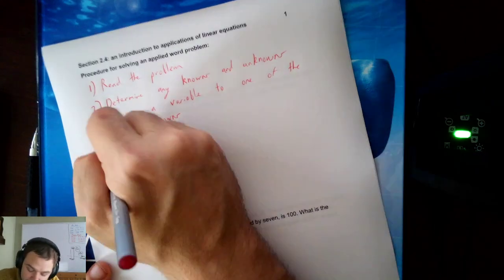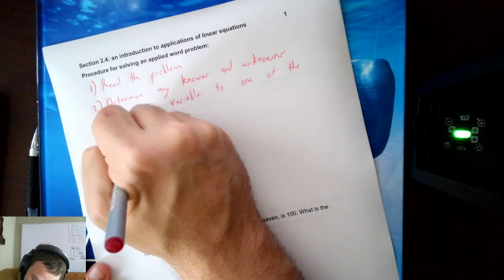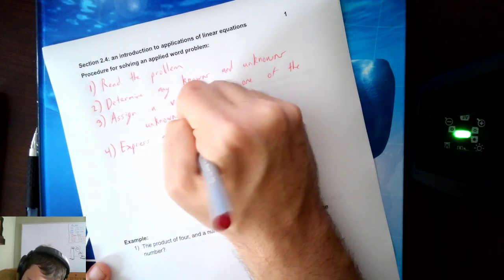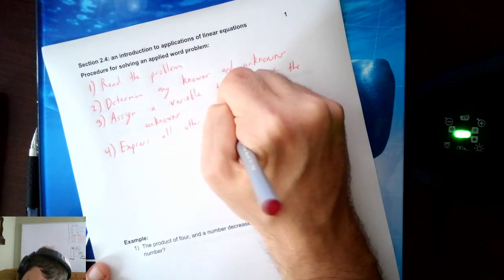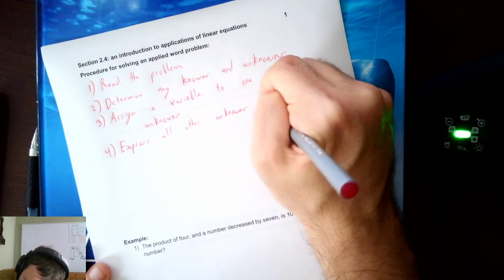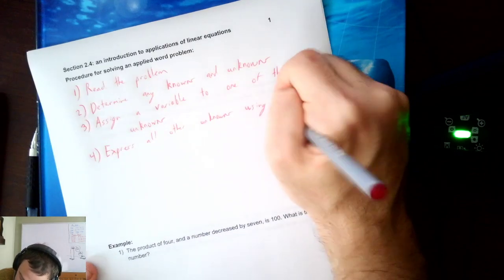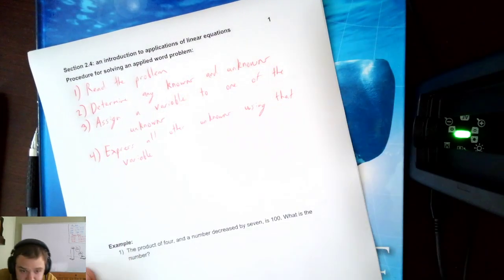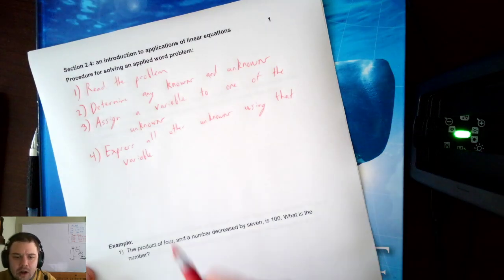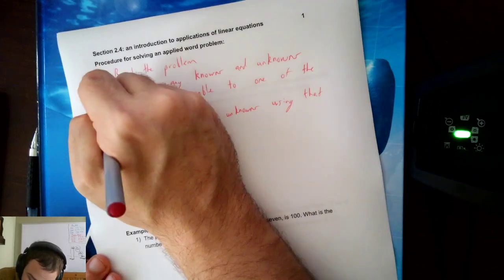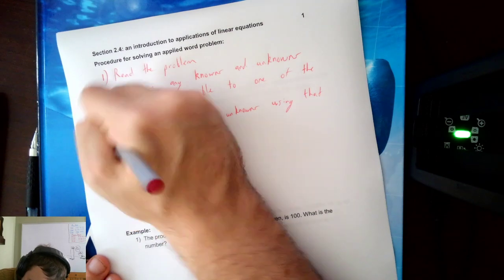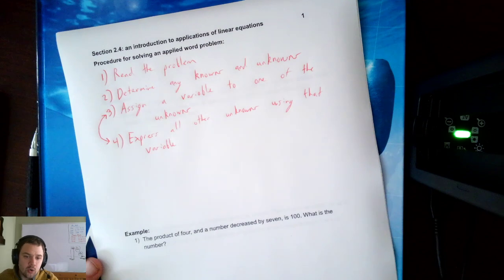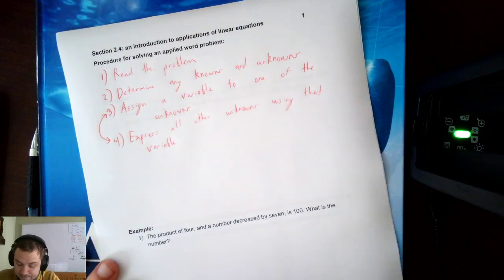Once I've chosen my variable, my fourth step is express all other unknowns using that variable. These two steps go hand in hand. This is where you're assigning variable values to your unknown values.